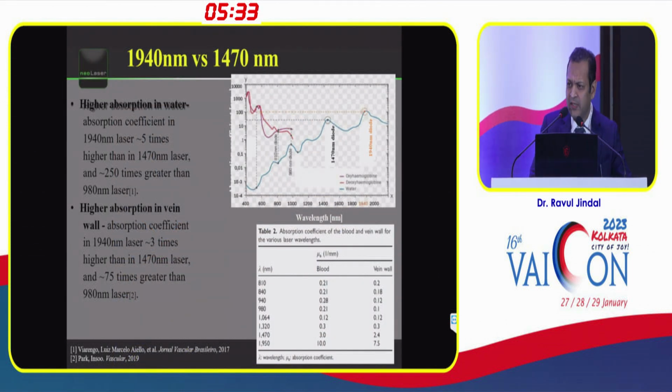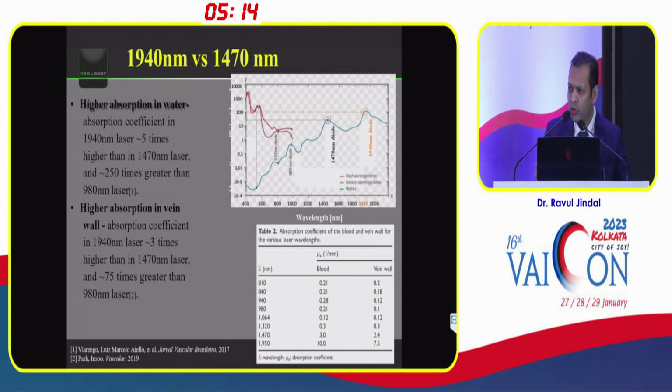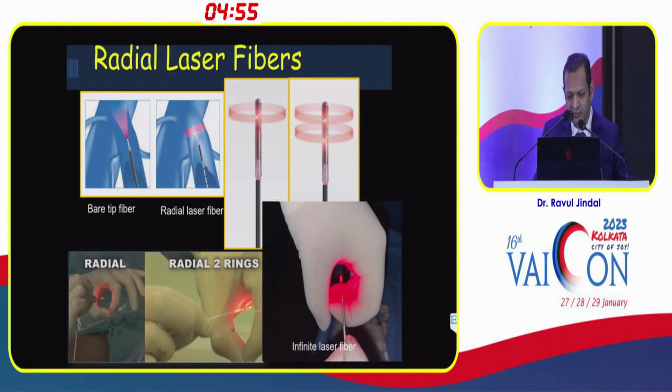Then there is the latest advancement in terms of wavelength of the laser. 1940 is quite effective. We have been using it for 5 years now, and it is more water absorbent. What we want to do when we give a laser is we don't want to burn the lumen of the vein, we want to burn the wall of the vein. So the heat gets more absorbed into the wall of the vein. We use less energy because you get more absorption, so you get less ecchymosis, less cord formation, and a better closure rate.